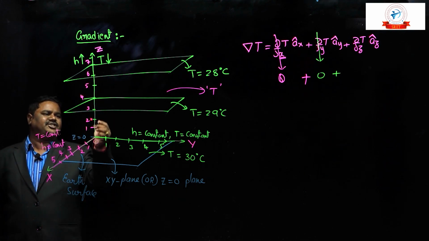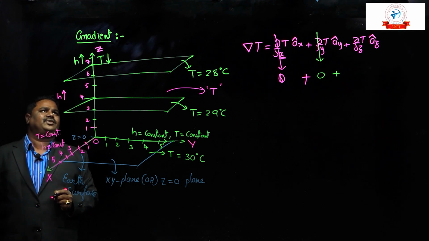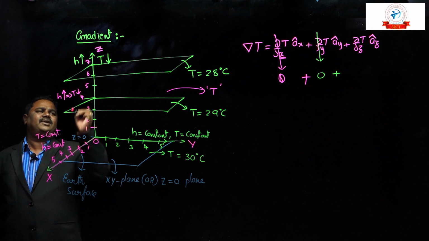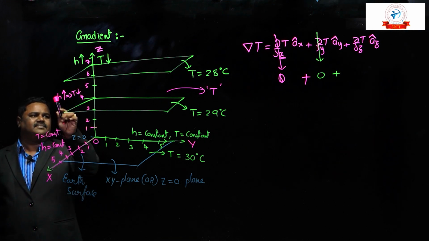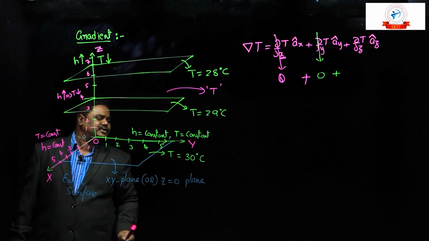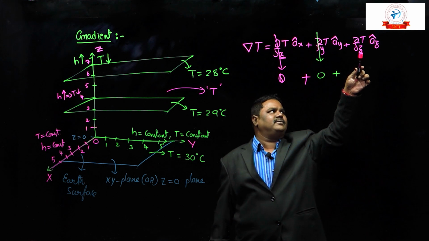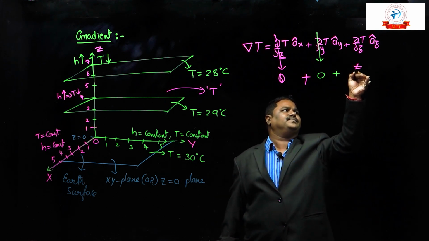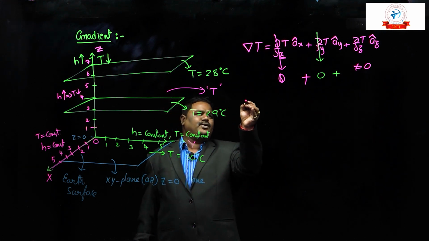Okay. So, when the z value is increasing, the height is also increasing. When height increases, what happens to temperature? Temperature is decreasing. So, simply, temperature changes with height, or temperature changes with the z coordinate. Whenever temperature changes with respect to z, or along the z axis, this term is a non-zero term. We do not know the exact value.